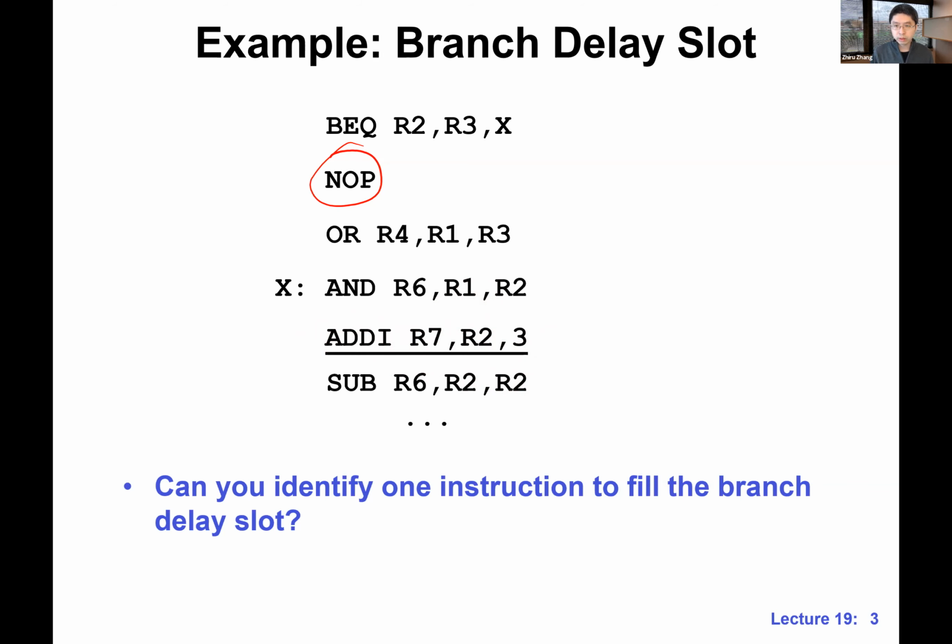But let me make one more tweak to this instruction sequence. What if I change this register index from R6 to R7? Can we still make the move? Can we still move addi? No, right? Why not? What's the issue here? Indeed, there's a dependency between addi and sub. But if we move addi, it's still before sub. What's wrong?